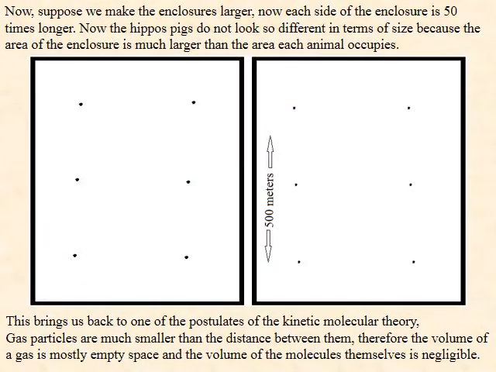Now, suppose we make the enclosures larger. Now each side of the enclosure is 50 times longer. Now, the hippos and the pigs do not look so different in terms of size because the area of the enclosure is much larger than the area each animal occupies. This brings us back to one of the postulates of the kinetic molecular theory. Gas particles are much smaller than the distance between them. Therefore, the volume of a gas is mostly empty space and the volume of the molecules themselves is negligible.